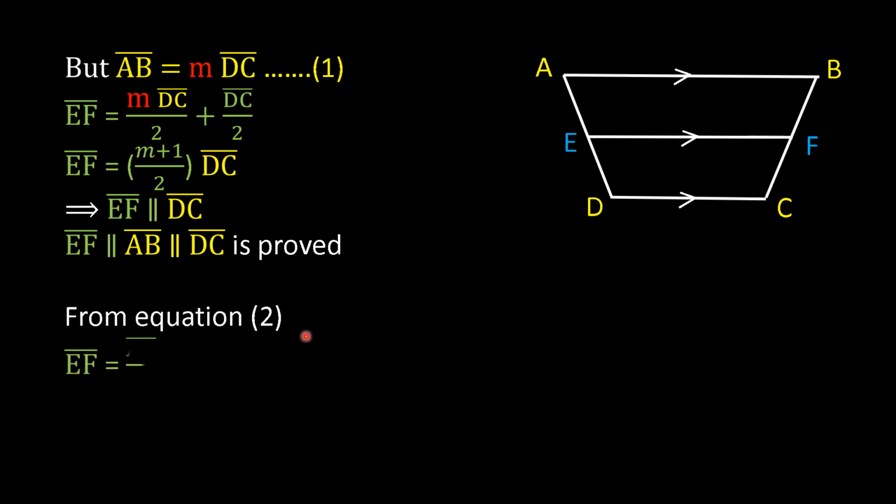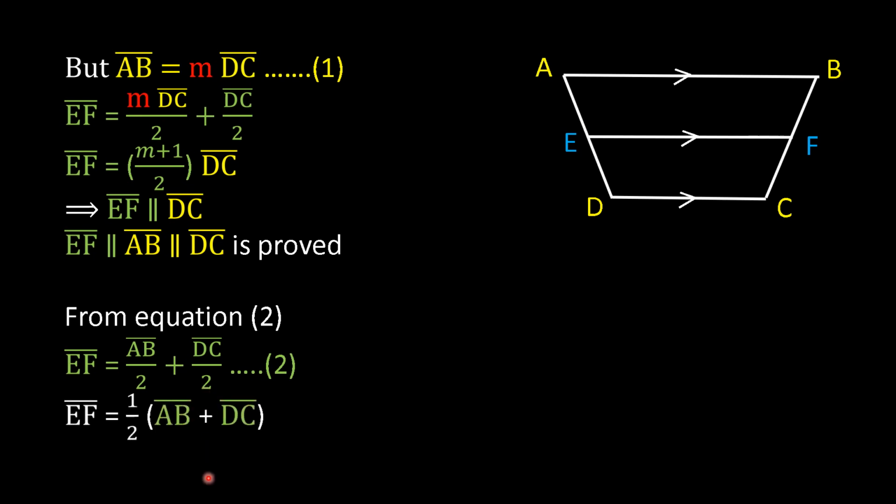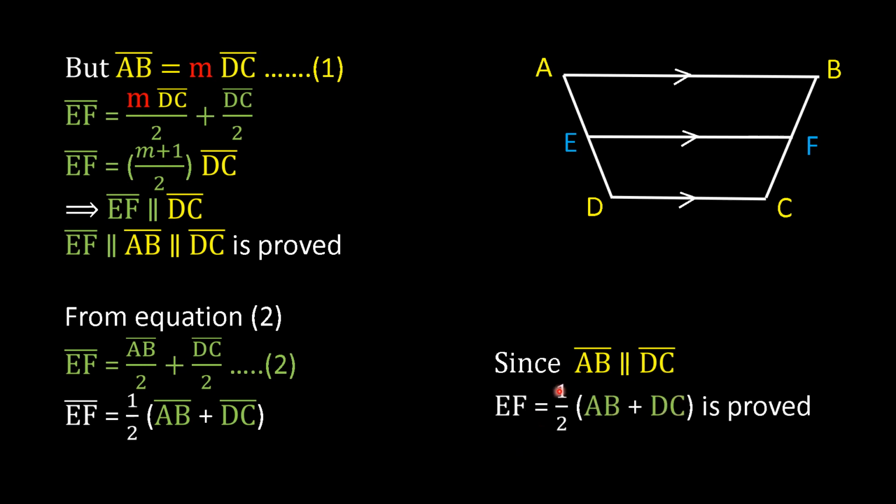Now from equation 2, we have EF bar equals AB bar by 2 plus DC bar by 2, which we can write as half times AB bar plus DC bar. But since AB bar is parallel to DC bar, we can directly add their magnitudes. Therefore, we write EF equals half times AB plus DC, which is the length of the median is half times the sum of the lengths of the parallel sides. This statement is proved.